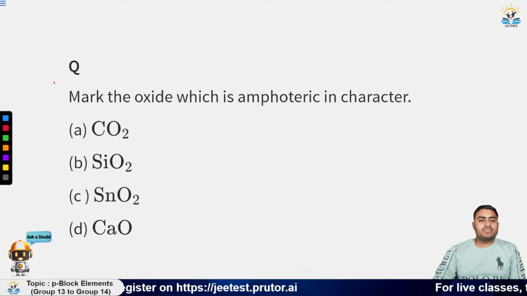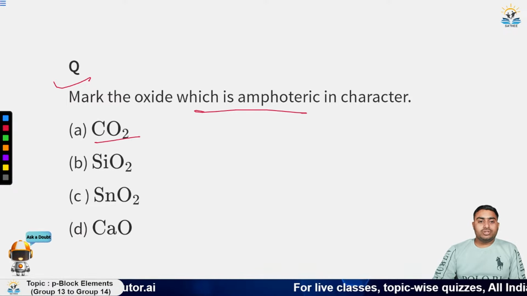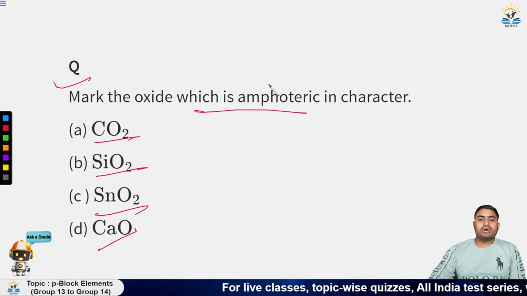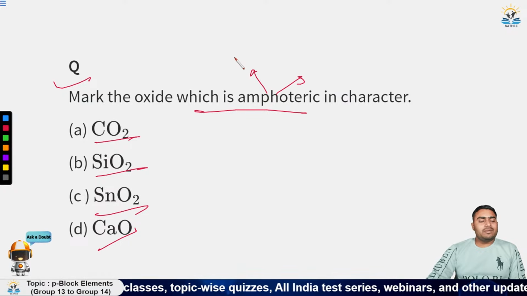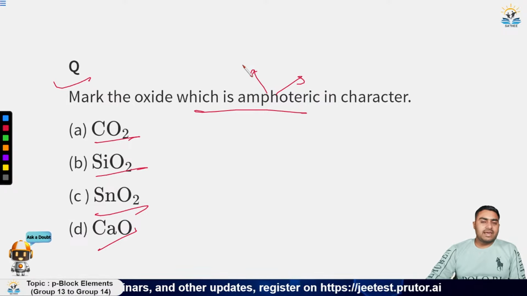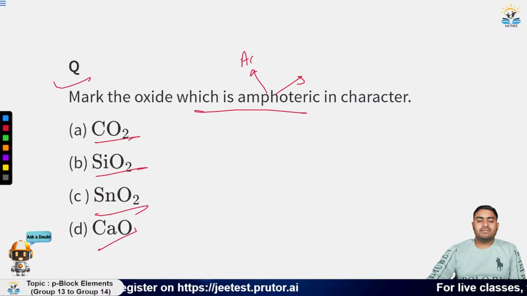Now the next question is, mark the oxide which is amphoteric in character: CO2, SiO2, SnO2, CO. Amphoteric means it can react with a base. Simply, amphoteric oxides are those oxides which can act as an acid as well as a base. That means they can react with an acid and behave like a base, and react with a base and behave like an acid.